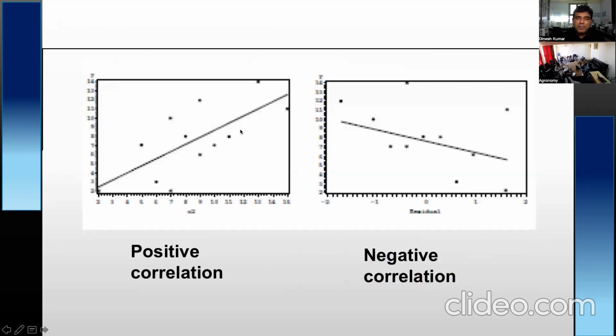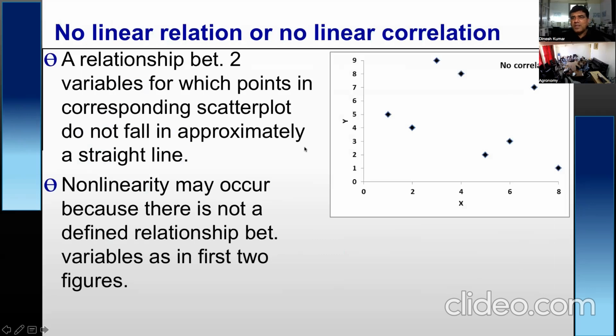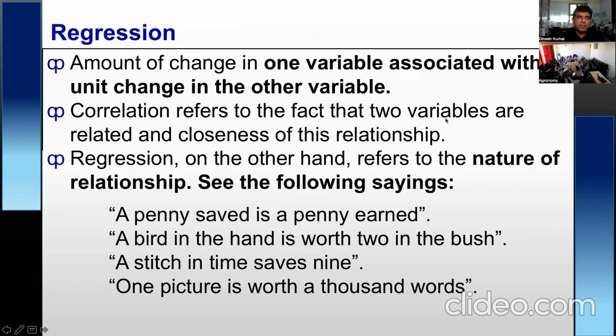Now you can see in the picture this positive correlation and negative correlation. And sometimes there cannot be any correlation. You can see the data in the picture. You do not see any trend. So here there is no correlation.